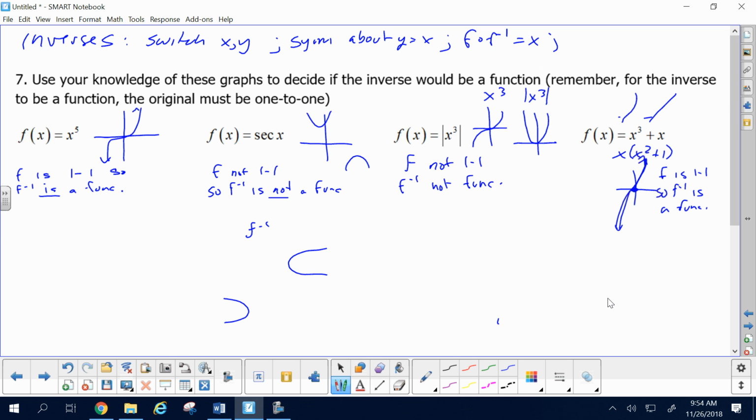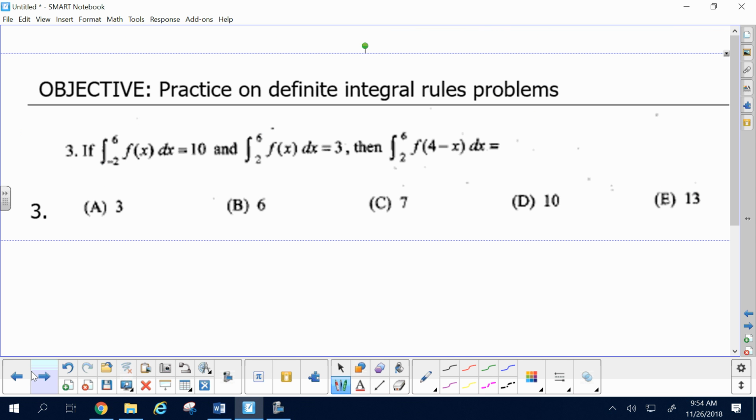Okay. Let's go to this guy. Would you find the definite integral rules section? I think this is the one right below the objective. Would you try this on your own? I would like to see for myself where we're at on these babies.